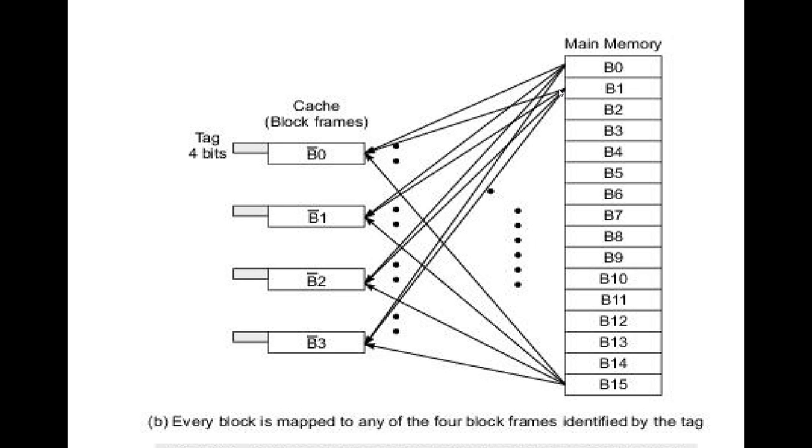If you see here, block 0 can be mapped to b0, b1, b2, or b3. Similarly, b1 can be mapped to b0, b2, and so on. So b15 can also map to b0, b1, b2, b3. So there is no restriction that you have to place a memory block in a particular cache block.